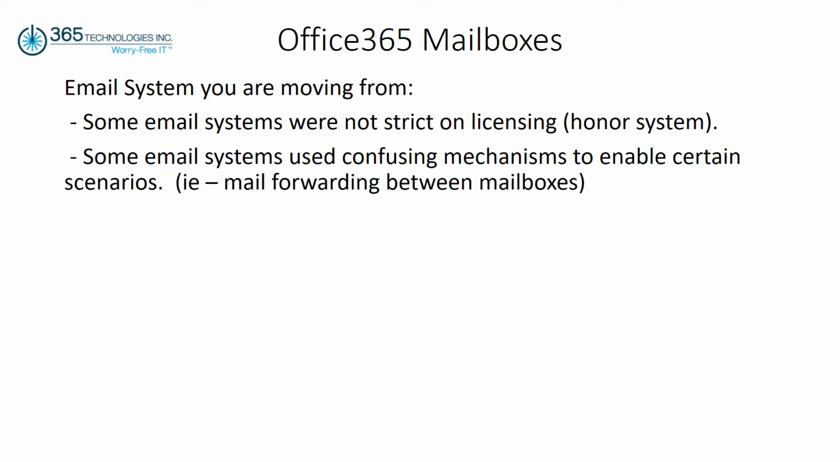Some email systems use confusing mechanisms to enable certain scenarios. For example, mail forwarding between mailboxes. So MTS, now Bell MTS, MTS Mail was famous for this. They used a POP, SMTP or IMAP system, and they would often just set up another mailbox and then have things auto forwarding between them. And I'll go into an example here in a second, which was really inefficient, and we don't want to replicate that when we migrate you to Office 365.